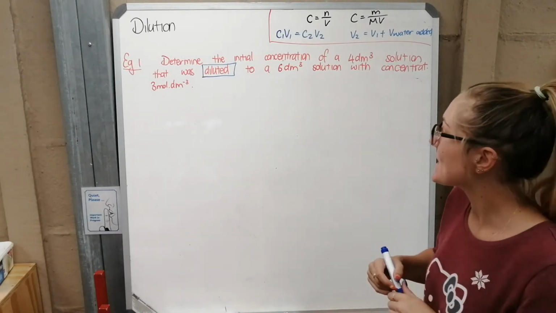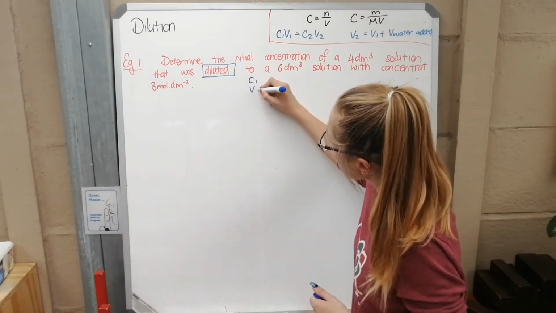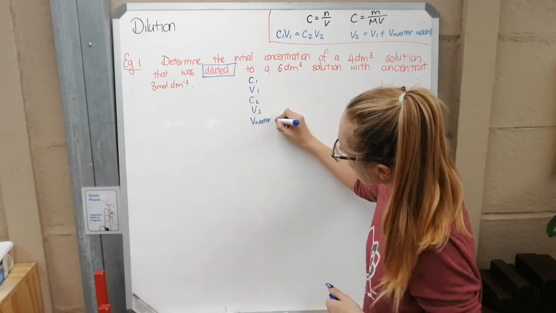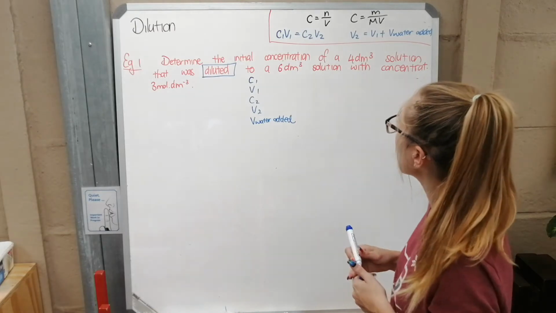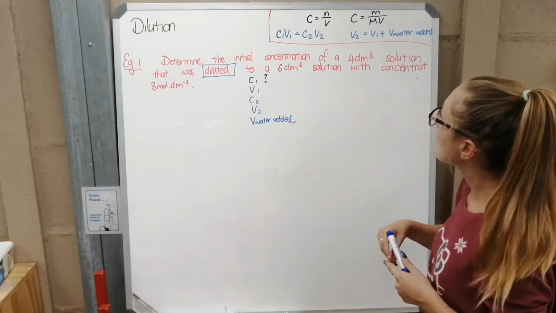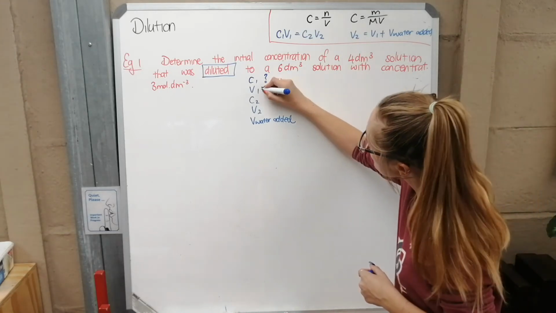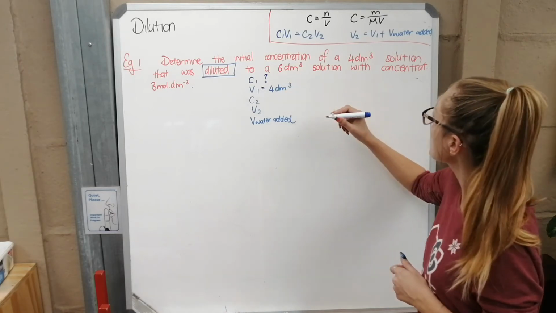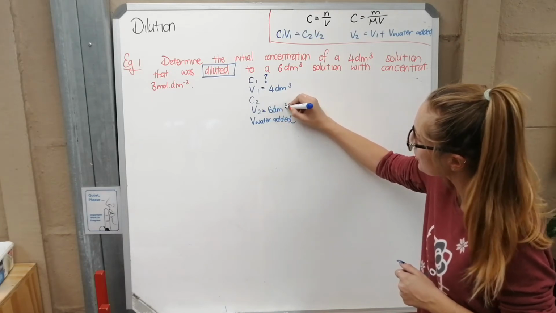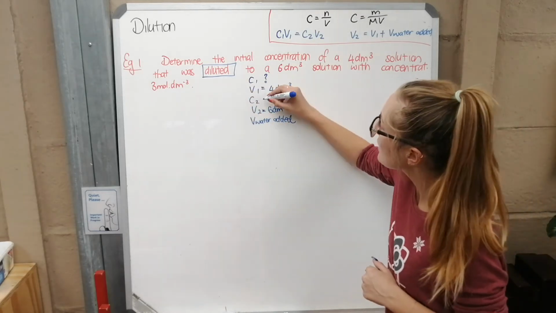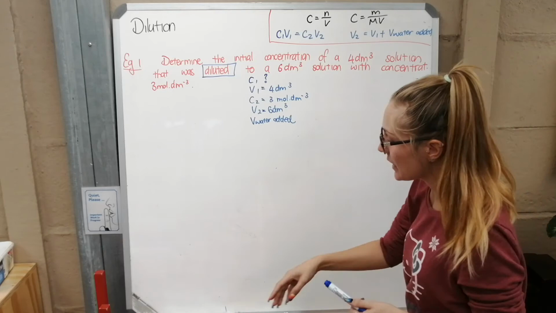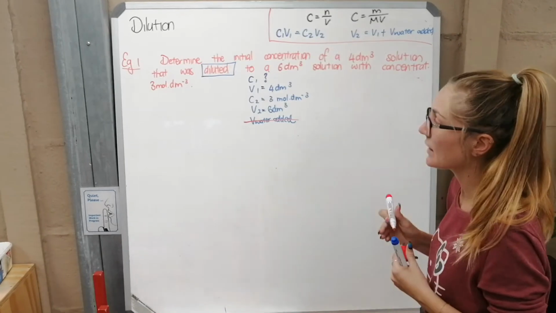So first off, as usual, I'm going to list what I know. With dilution, we're interested in C1V1, C2V2, and possibly the volume of water added. Let's see what we know and what we're after. Determine the initial concentration, C1. So we already know what we're looking for. Initial volume was 4 dm cubed. It is in the correct unit, so we can leave it. It was diluted to 6 dm cubed, so my final volume is 6 dm cubed with a final concentration of 3 moles per dm cubed. And they don't talk anywhere about the amount of water added, so we don't care about that.